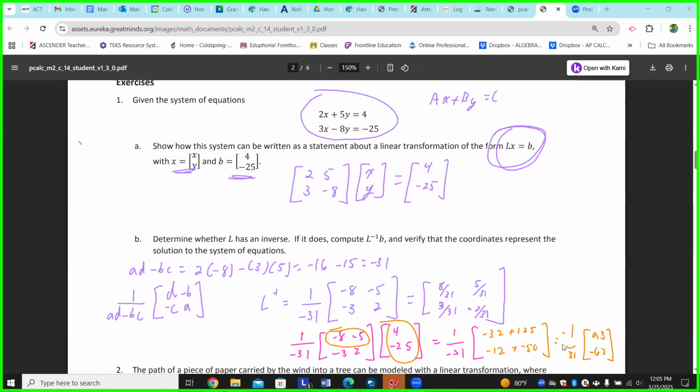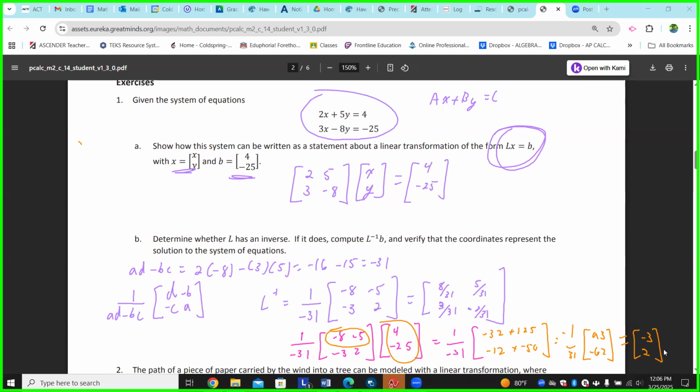And again, this is why we keep that fraction on the outside to apply it at the end. This is basically just division. So what's 93 divided by negative 31? What is negative 62 divided by negative 31? Positive 2. Very good. Questions on how to use the inverse to solve it?